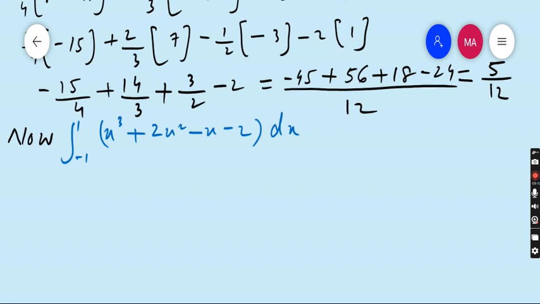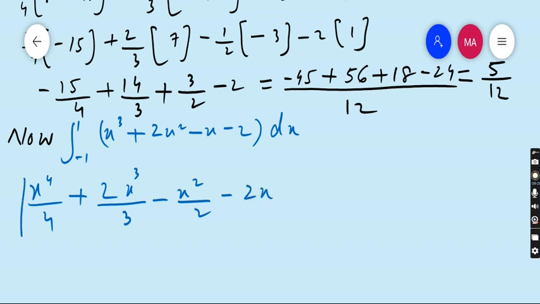Same answer. X cube integration is x4 upon 4, plus 2 x square integration is x cube upon 3. X integration is x square upon 2, minus 2 integration is minus 2x. And the limit this time is from minus 1 to 1.